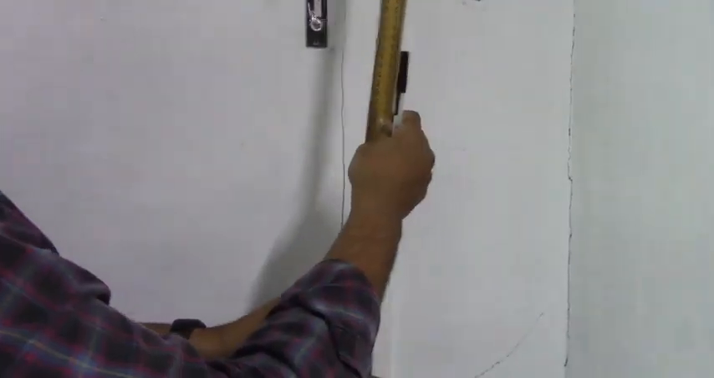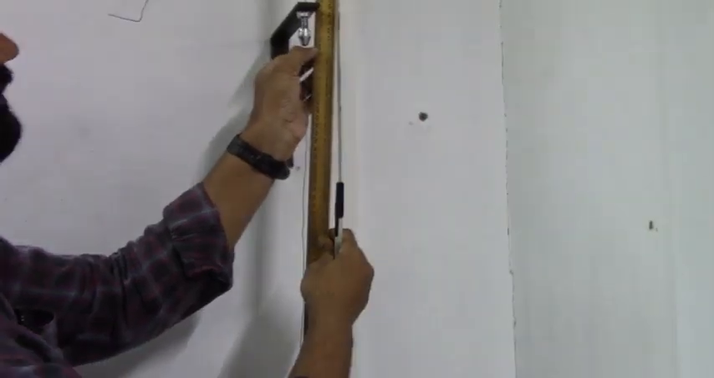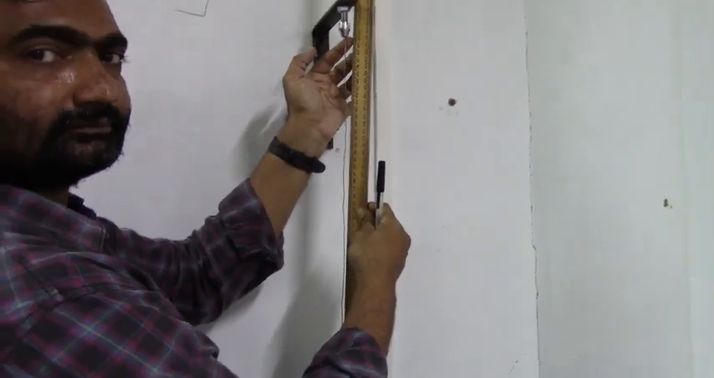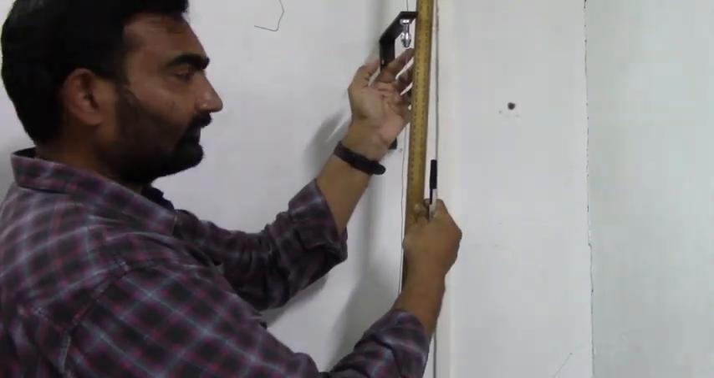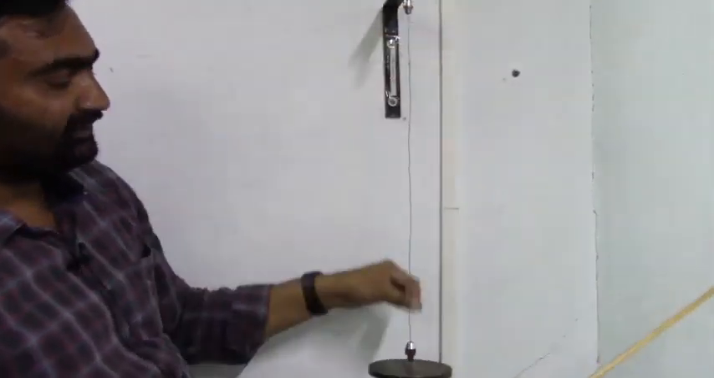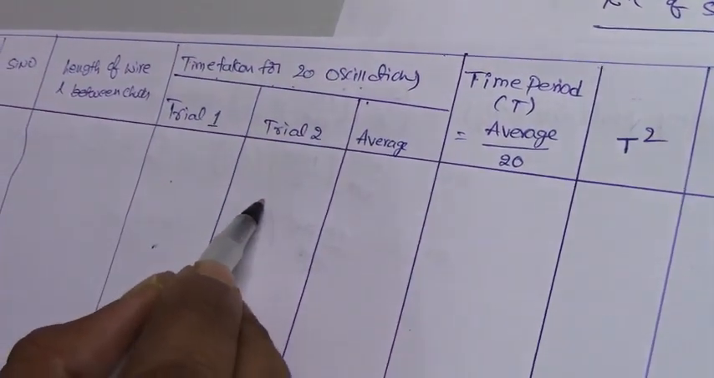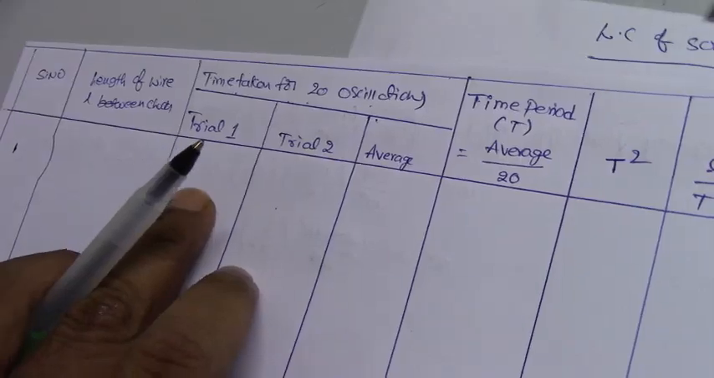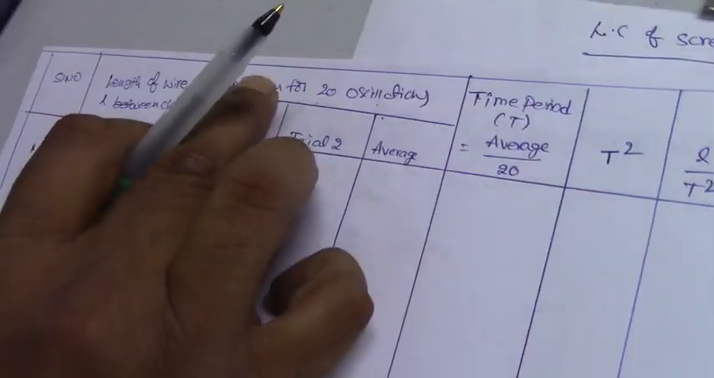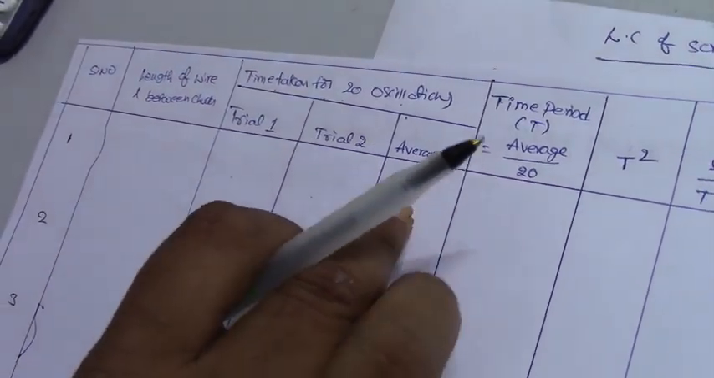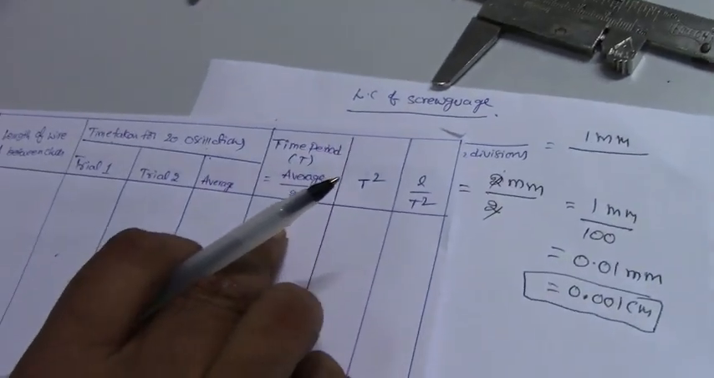of the wire. So I already set it for 50 centimeters. If you clearly observe, you would get it as 50 centimeters on the scale. So the length of the wire between the two check nuts is called L, right. The next column is the time taken for 20 oscillations, trial 1, trial 2. We will do the experiment two times, one time trial 1, another time trial 2. I will explain how to calculate the time taken for 20 oscillations, and the average of trial 1 and trial 2 is nothing but this average.